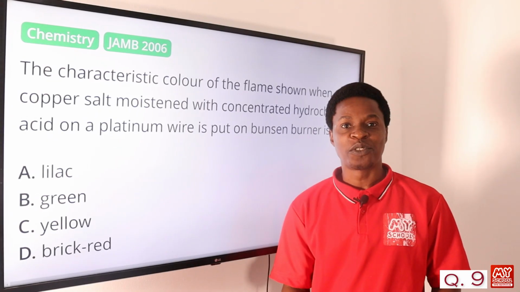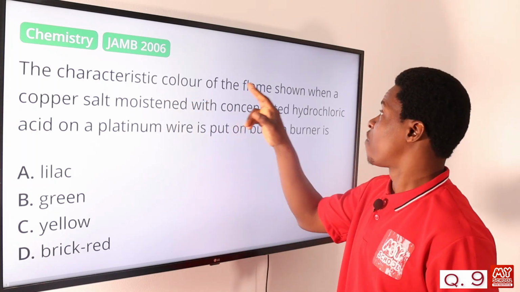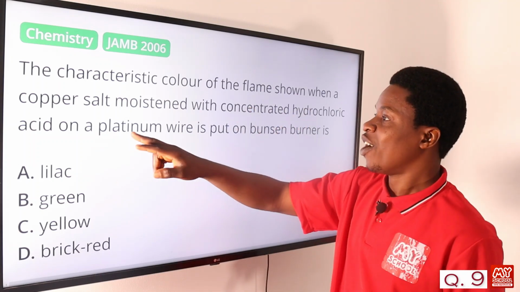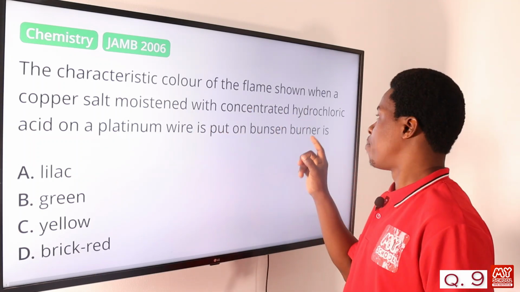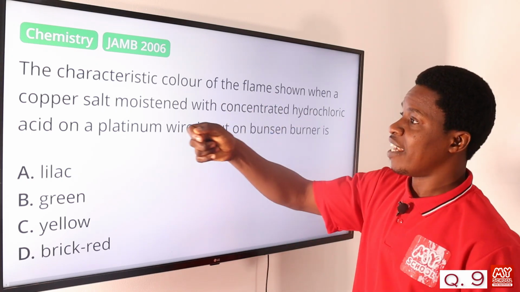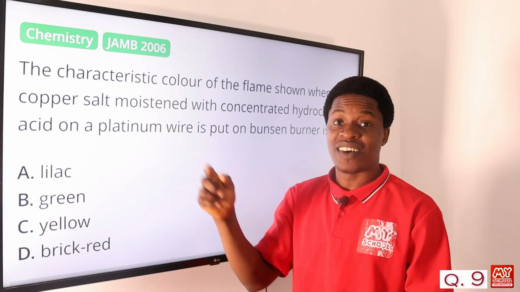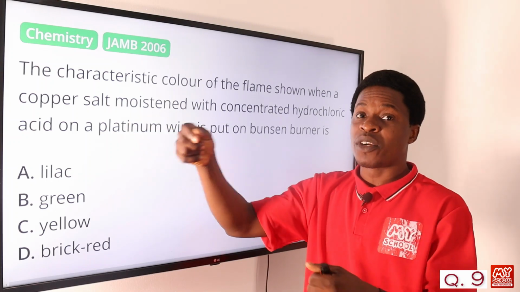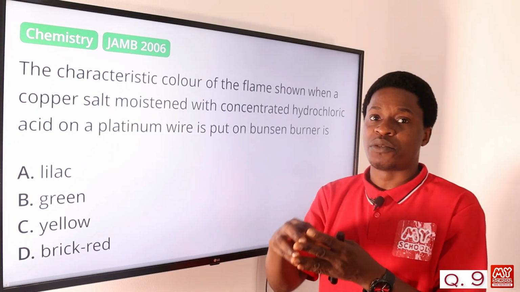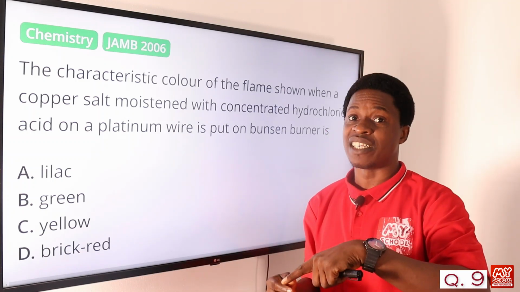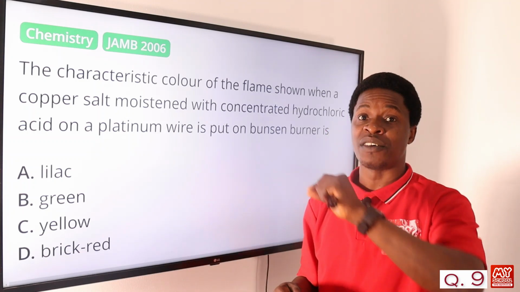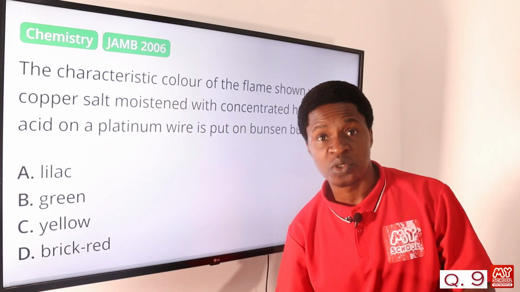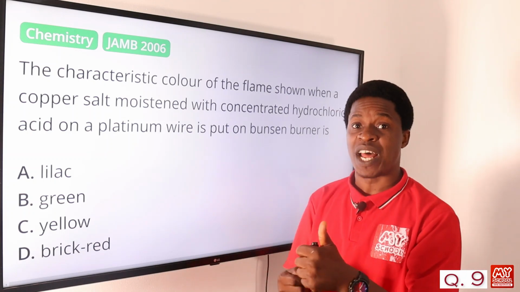Now let's move on to question number 9. The characteristic color of the flame shown when a copper salt moistened with concentrated hydrochloric acid on a platinum wire is put on a Bunsen burner. If you get a copper salt, you use a platinum wire, like a loop, to scoop the copper salt. But before you scoop it, you've added HCl to it. Don't forget, a reaction is taking place. So you add concentrated HCl to the copper salt first, before you use a platinum wire to scoop it, and then you put it in the Bunsen burner flame.